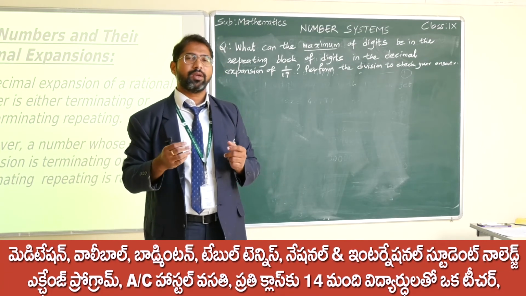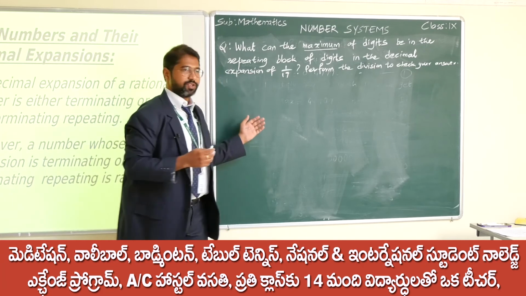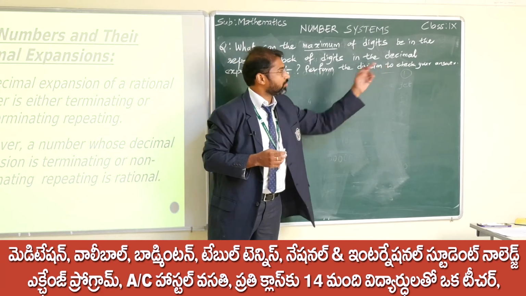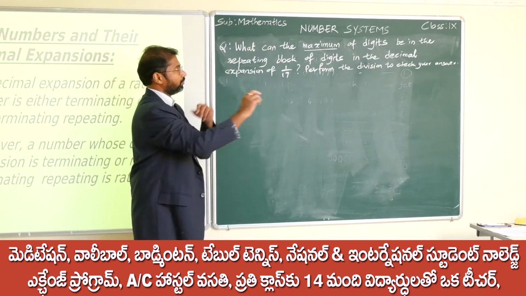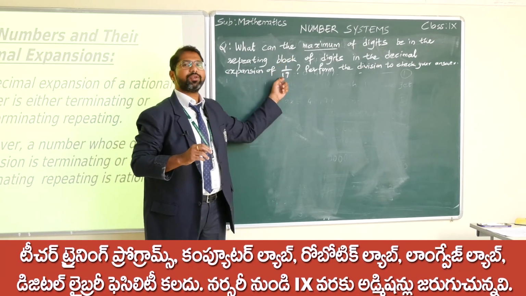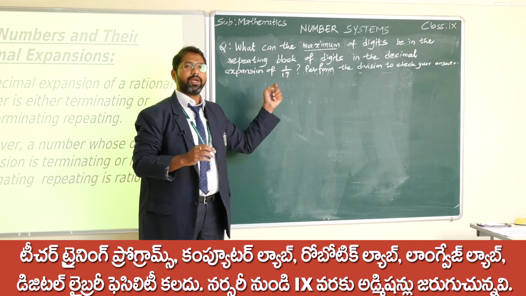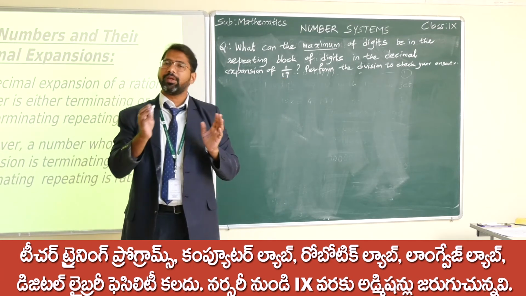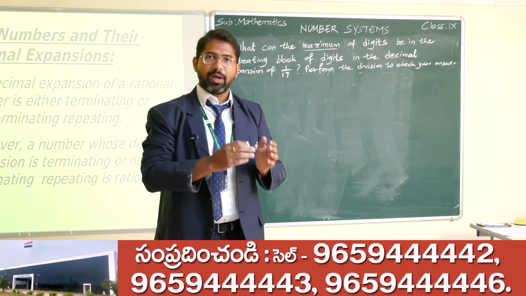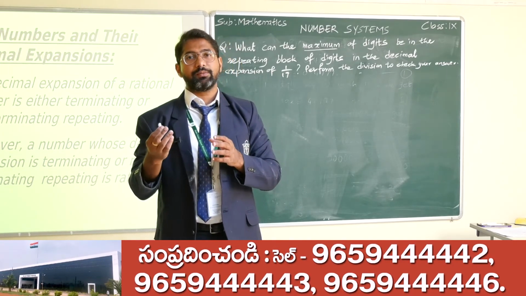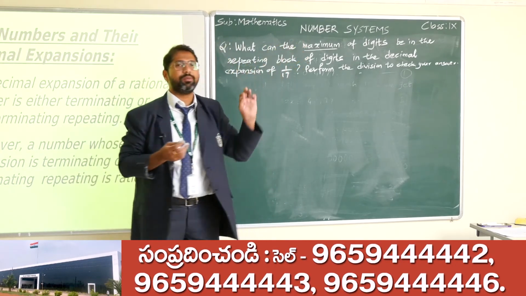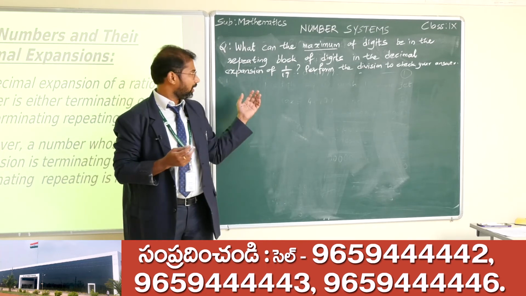Let's see through our division. Perform the division to check your answer. So maximum how many? It should be less than your denominator, the divisor. So 17, so you will get maximum 16. It can be 15, 1, 2, 3 digits, but they said maximum, so maximum will be 16. Let's solve.